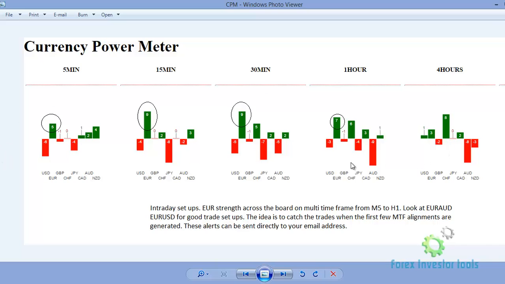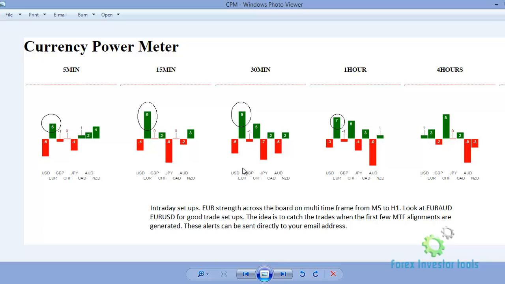So you can open the power meter, you can check it maybe once in every 4 hours. After the close of every 4 hour candle, you can just refresh the screen and see what the latest readings are. Then based on what you see, whatever is strong and whatever is weak, simply observe those currency pairs, put them in your watch list, and see how price behaved towards the end of the day, or maybe throughout that week for that matter.